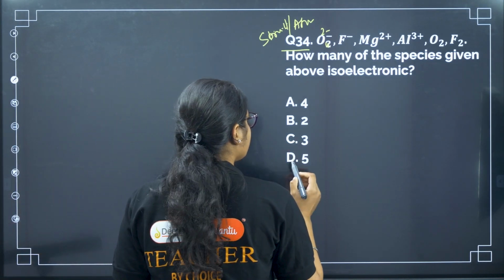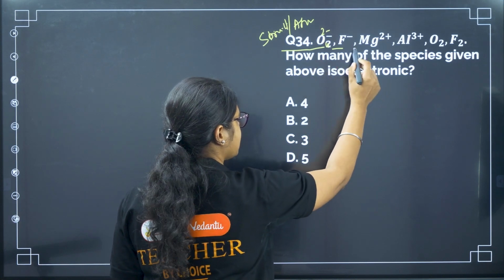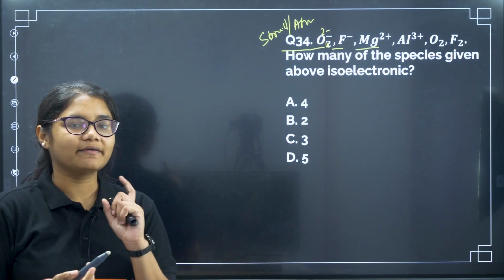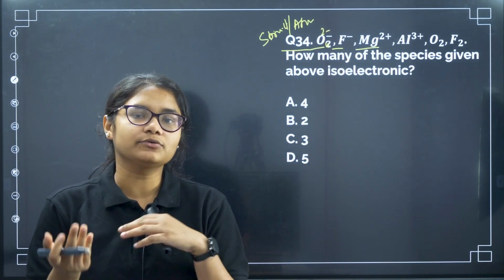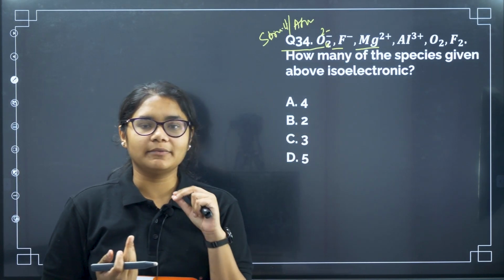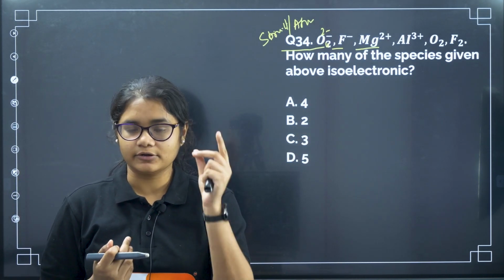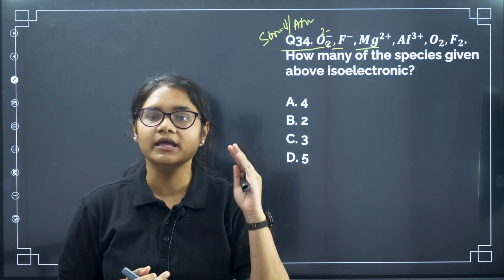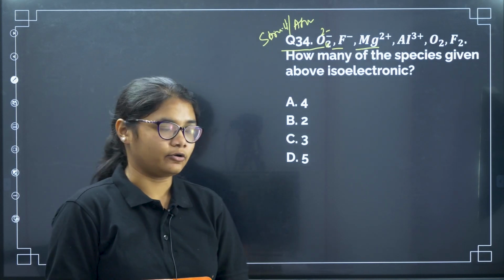So if you have O2-, it has 10 electrons. F- has 10 electrons. Mg2+: Mg has 12 electrons, and 2+ means 2 electrons have to be subtracted, so 10 electrons. Aluminium 3+: the atomic number of aluminium is 13, so it has 13 electrons, and 3+ means 3 electrons should be subtracted, so it will also be 10 electrons.